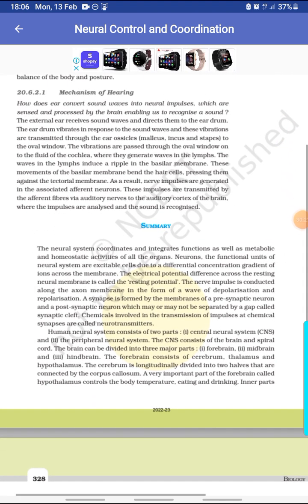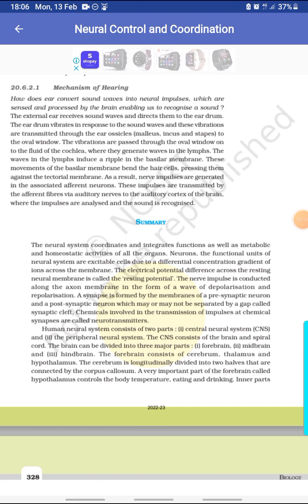Let us begin with the summary. The neural system coordinates and integrates functions as well as the metabolic and homeostatic activities of all the organs. Neurons, the functional unit of the neural system, are excitable cells due to a differential concentration gradient of ions across the membrane. The electrical potential difference across the resting neural membrane is called resting potential. The nerve impulse is conducted along the axon membrane in the form of a wave of depolarization and repolarization.